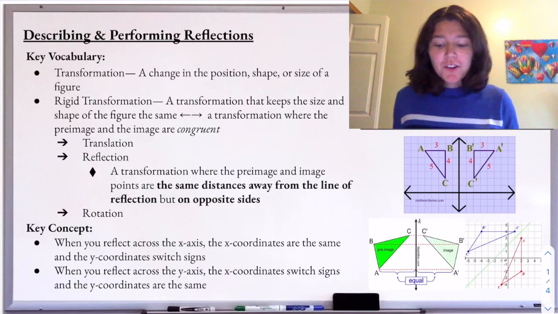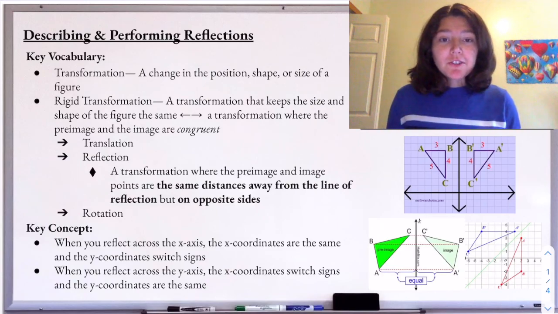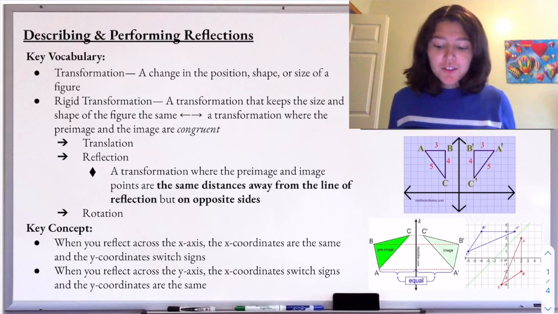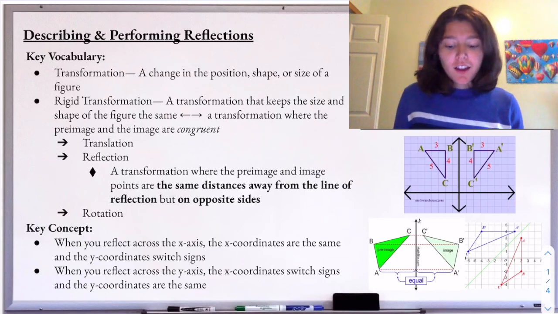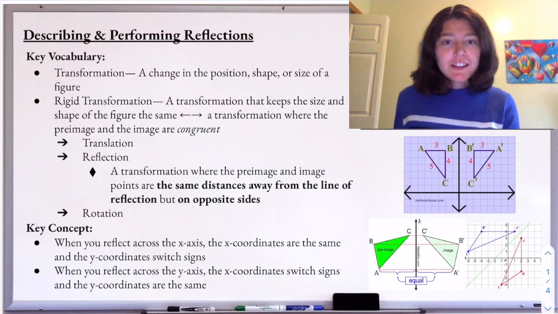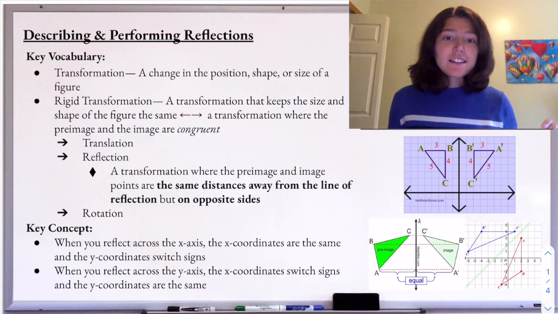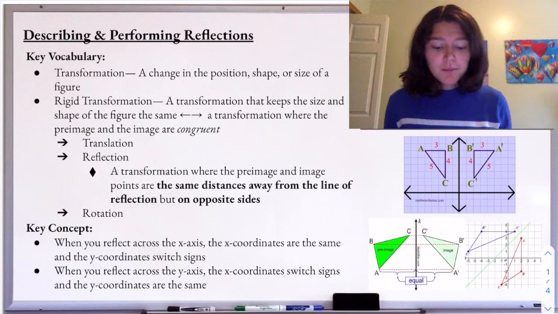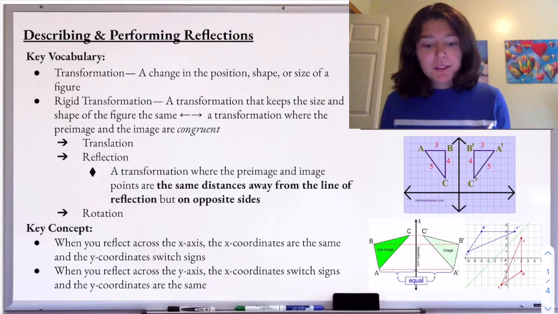Welcome to today's video on describing and performing reflections. So we're again in the unit of transformations, which are changes in the position, shape, or size of a figure. And then we're also focusing in now on rigid transformations, transformations that keep the size and the shape of the figure the same. So we're just moving the position.